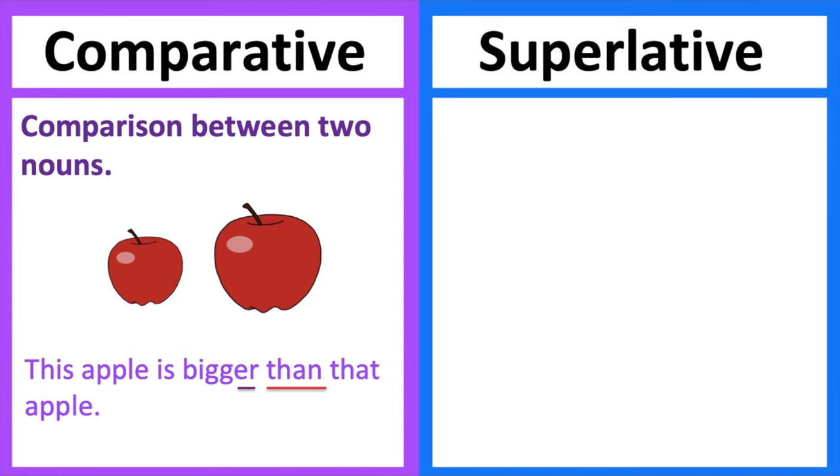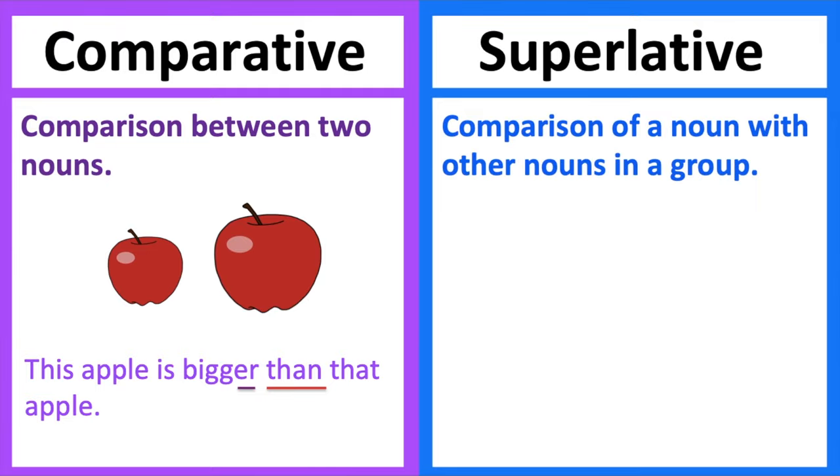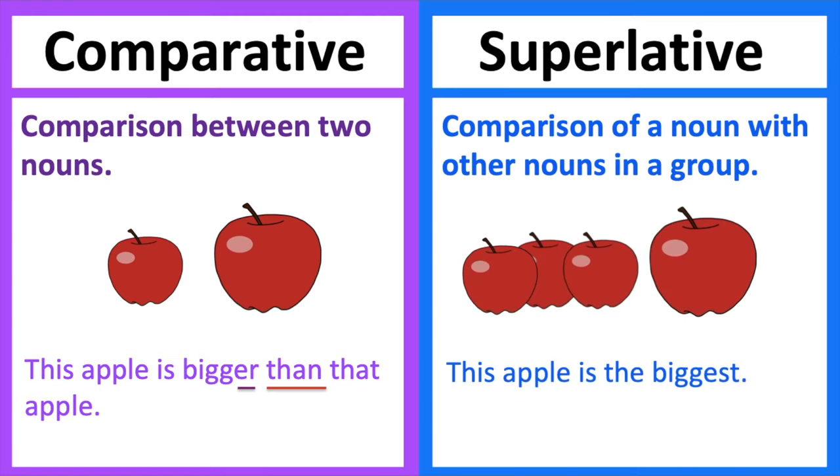Superlative adjectives compare one thing or person with all other things or people in a group. Therefore, it's a comparison of a noun with all other nouns in a group. For example, this apple is the biggest. Notice that we use the article the followed by the adjective ending in est.